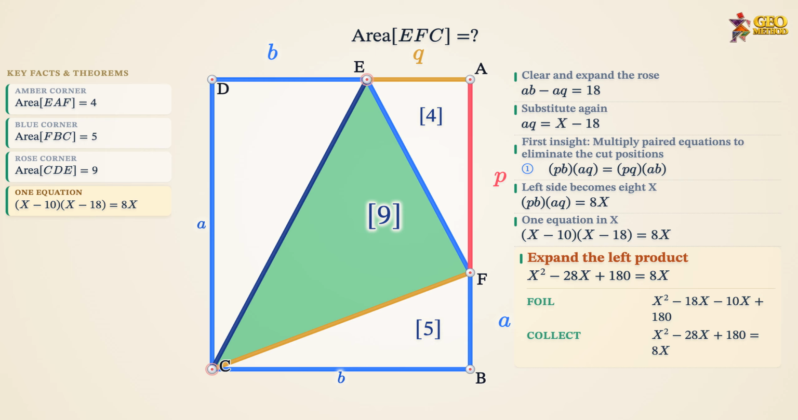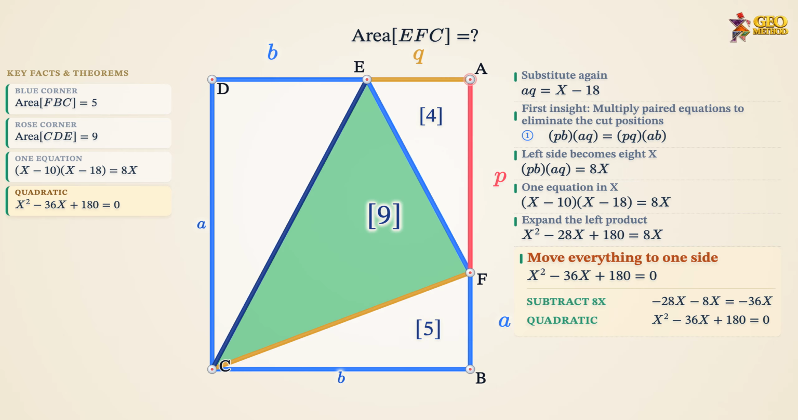Expand the left side. X times X is X squared. The cross terms are minus 18X and minus 10X. And 10 times 18 is 180. Collecting the middle terms gives X squared minus 28X plus 180 equals 8X. Subtract 8X from both sides so everything sits on the left. Minus 28X minus 8X is minus 36X, leaving X squared minus 36X plus 180 equals 0. A clean quadratic in X.